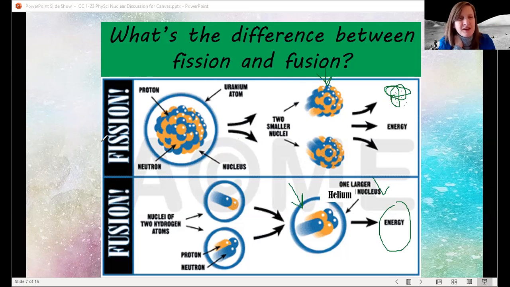Oh, we can do fission on Earth very easily, and fusion is very difficult because it needs a lot of high temperatures and pressure. And I bet you maybe thought of some additional differences. You're welcome to email them to me if you want to.